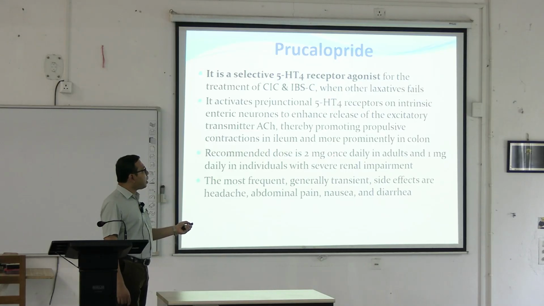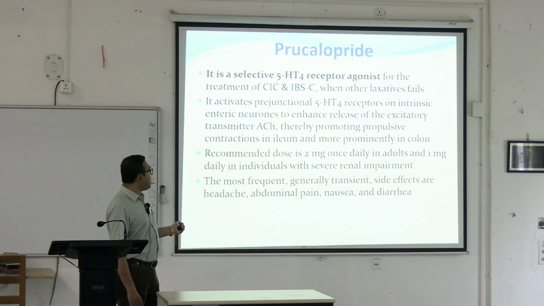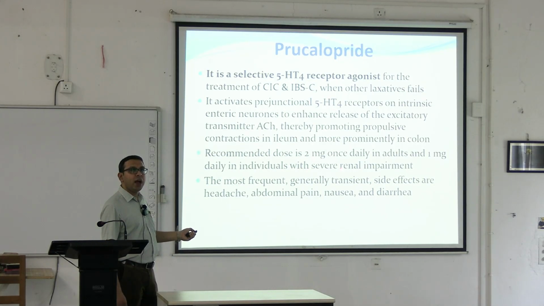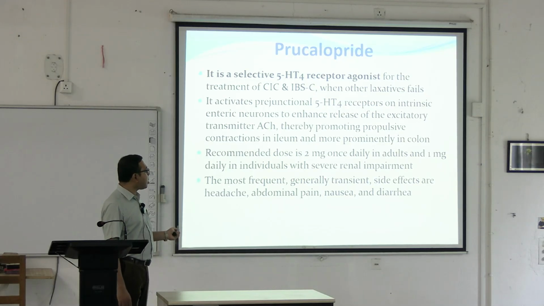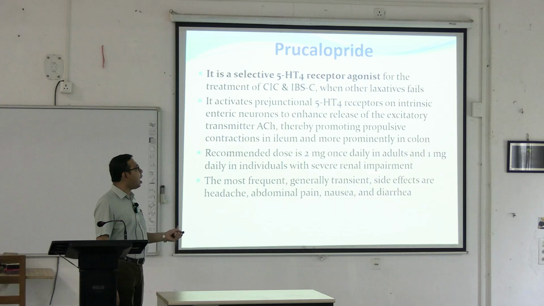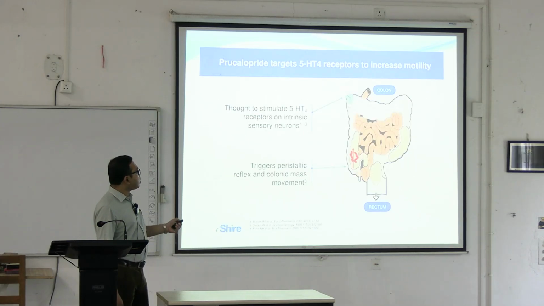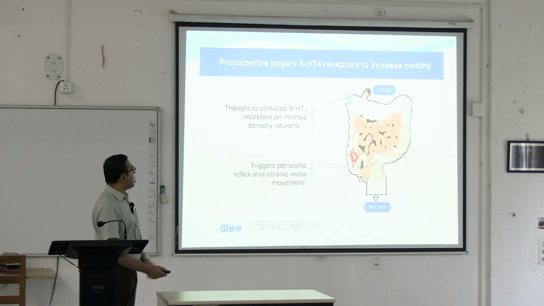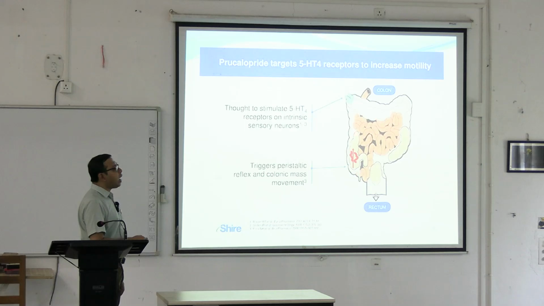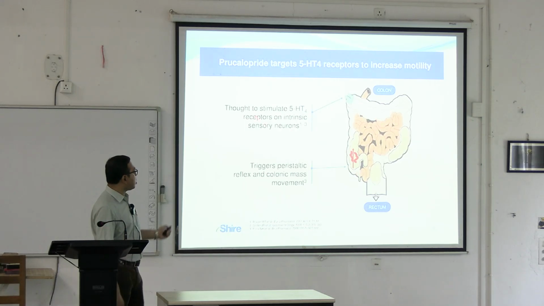The recommended dose is 2 mg once daily in adults and 1 mg daily in individuals with severe renal impairment. The most frequent, generally transient, side effects are headache, abdominal pain, nausea and diarrhea. So this is how prucalopride acts. It mainly targets the 5-HT4 receptors, remember.